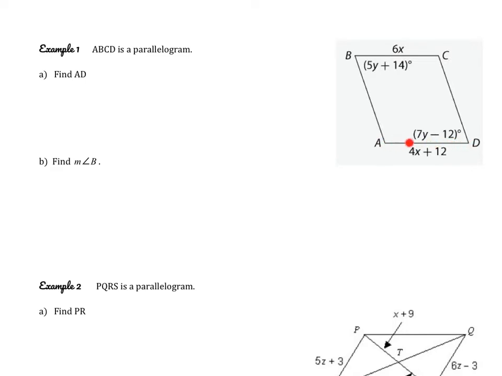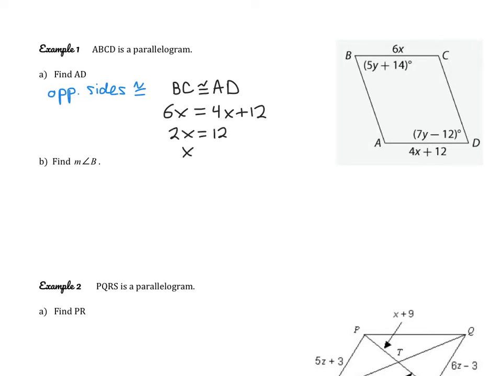I see that AD is a side length. So I'm going to first state the theorem that will help us solve this problem. We know that in a parallelogram, opposite sides are congruent. So I can make the general statement that BC is congruent to AD. That allows me then to make the more specific equation that 6x is equal to 4x plus 12. Then I can subtract 4x from each side, and I get 2x equals 12, so x equals 6.